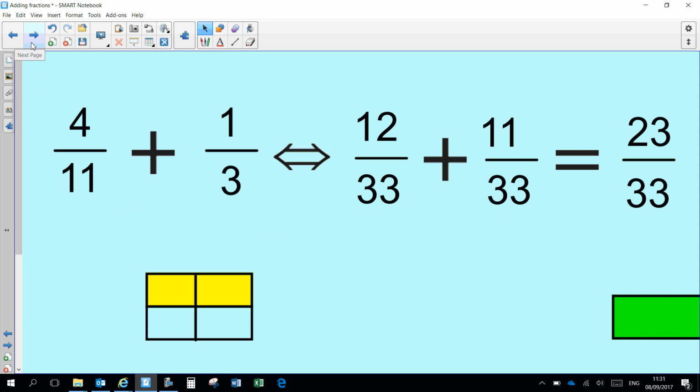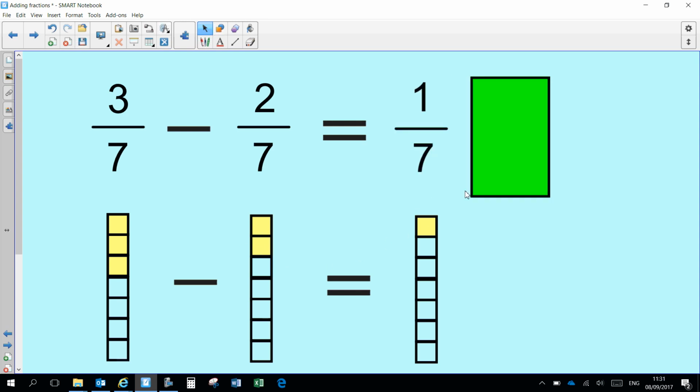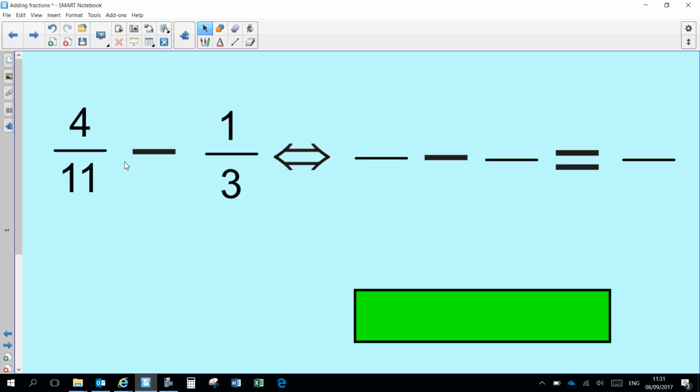Now, when we're subtracting, again, we've got 3 over 7, 3 parts of 7, take away 2 parts of 7. So 3 parts of 7, take away 2 parts of 7, leaves you 1 part of 7. And again, the denominator is exactly the same, so it stays the same there, just as before. It's fairly easy when the denominator is the same. But as in the first instance, we might think about what happens when the denominator is different. Well, we do exactly the same, but we've got to be a little bit more careful.